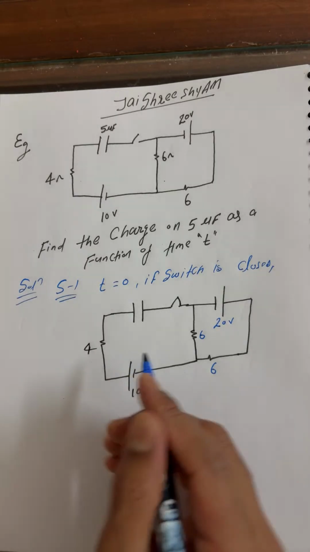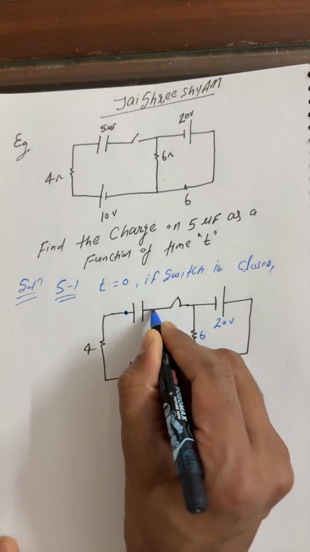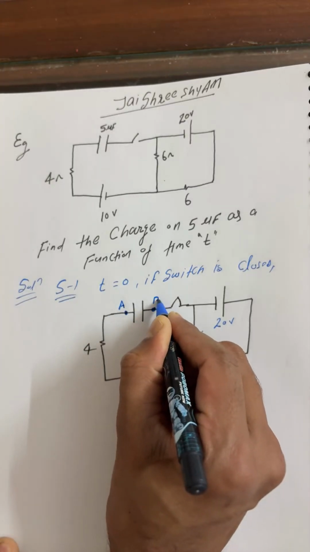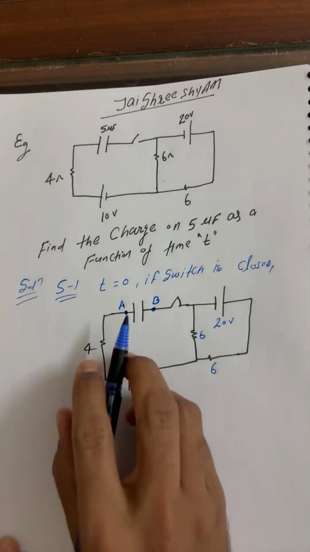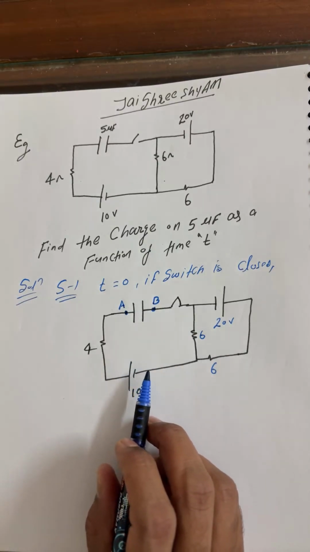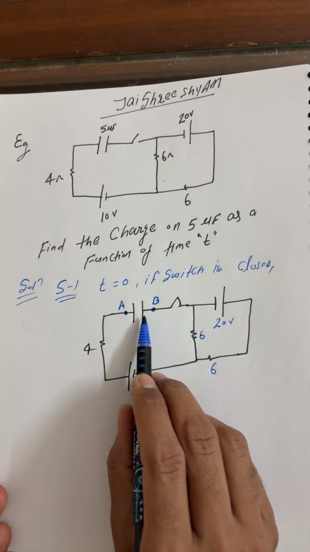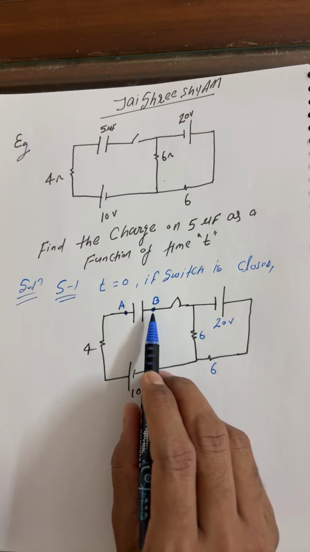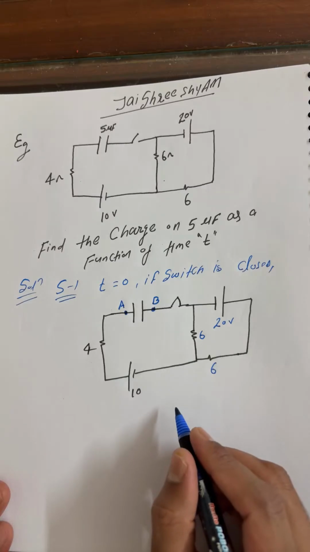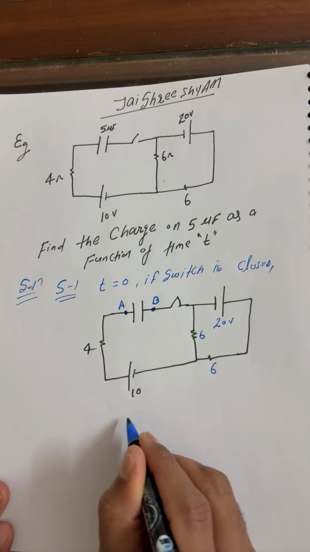Let us say, students, I'm considering there are 2 points near the capacitor. This is point A, and this is point B. I hope all of you remember, at time t equals 0, just when you close the switch, what can you say about this condition? You can analyze that the capacitor acts as an open circuit.